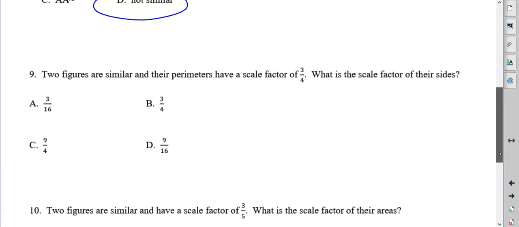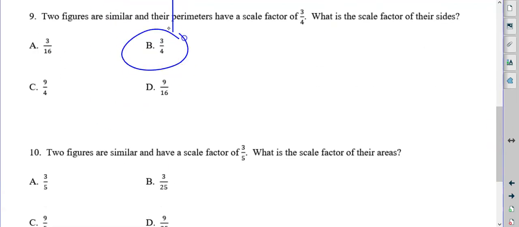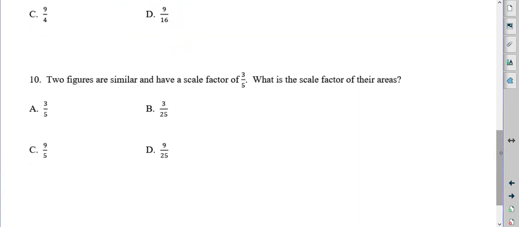Two figures are similar when their perimeters have a scale factor of 3/4. That's 3 to 4. Okay? What's the scale factor of their sides? That's the same, that's the exact same ratio. Sides and perimeter have the same ratio. Now, number 10, when we get into 3 to 5 ratio, their areas, we want to square this. So that's 9 over 25.